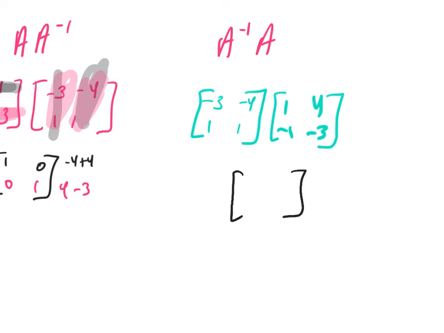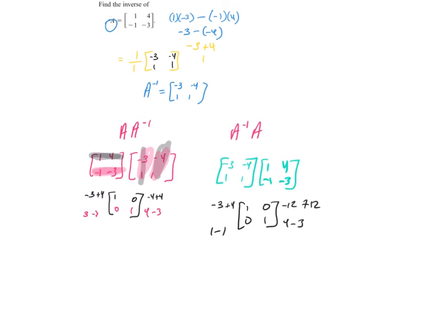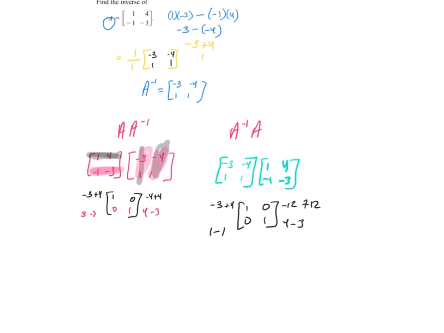First row, first column. So -3 times 1 is -3. And then -4 and -1 is 4. Negative 3 plus 4 is? Good. First row, second column. Negative 12. Negative 3 and 4 is negative 12. And then positive 12, which gives me 0. Good. All right. Second row, first column. 1 plus negative 1. 1 minus 1 is 0. Second row, second column. 4 minus 3, which is 1. So, are you guys correct? Yes. One is inverse.